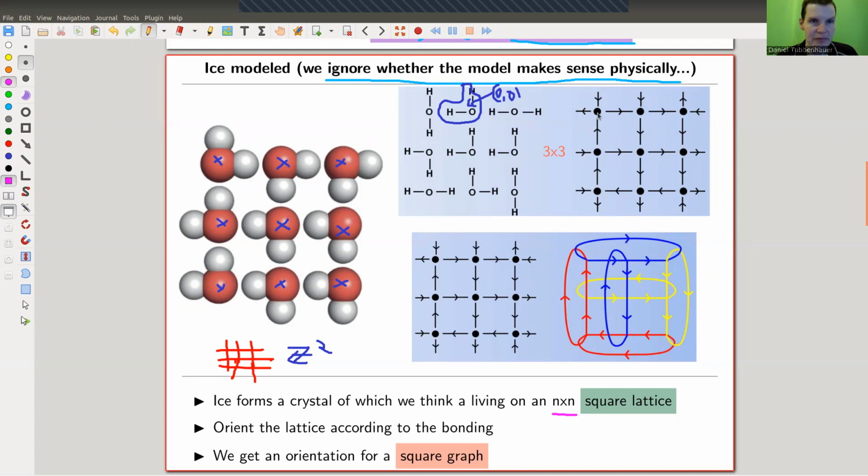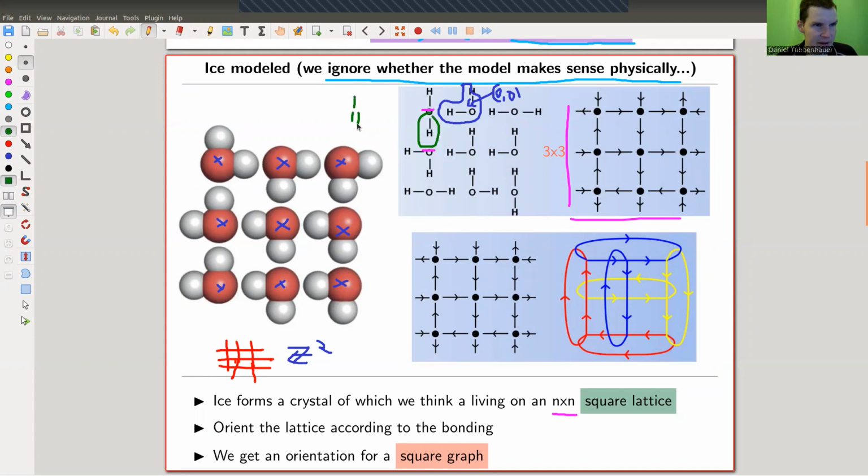So here is a 3 by 3 square. The number 3 is counting the oxygen atoms in each row and column. So it's a 3 by 3 grid. And we want an orientation on that lattice corresponding to the arrangement of the lattice itself. So here's the easiest to see. These are the vertices, right? But now at each, there should be an edge. And there are two ways this could look.